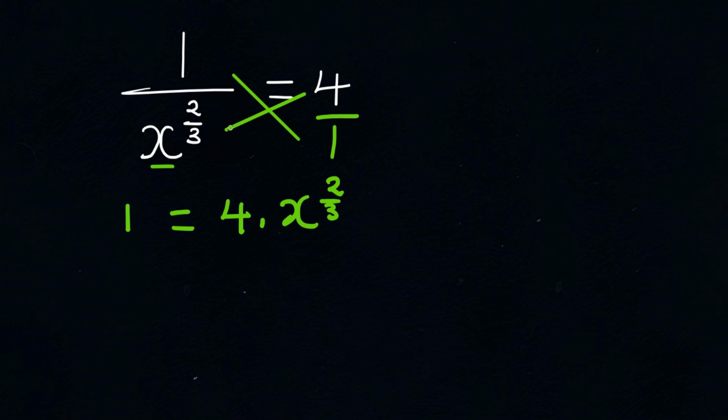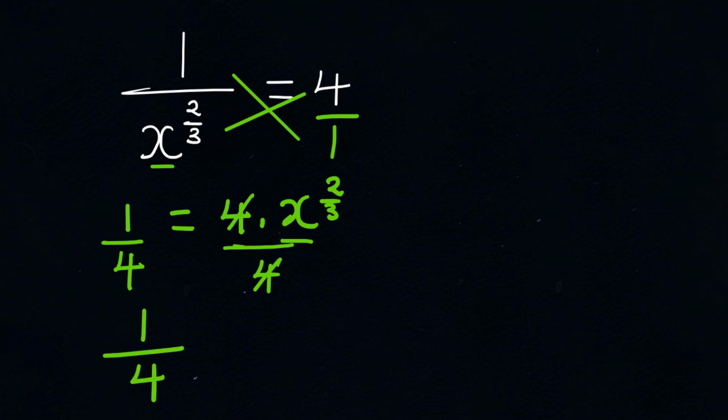And the next thing that I would like to do is to isolate x to the power 2 over 3 and 4. So what I'm going to do is to divide both sides by 4. So this 4 is going to cancel with this, and then we are going to be left with 1 over 4 is equal to x to the power 2 over 3.